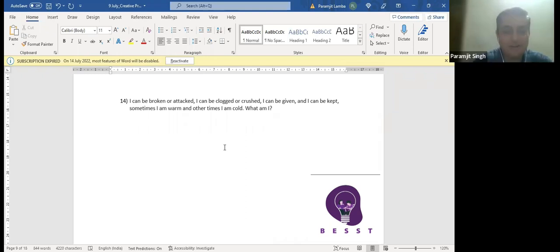A heart can be broken, a heart attack. A heart can be clogged when you need to go in for bypass surgery. A heart can be crushed. A heart can be given, a heart can be kept. A heart can be sometimes a warm-hearted person, other times a cold-hearted person. So the answer is a heart.